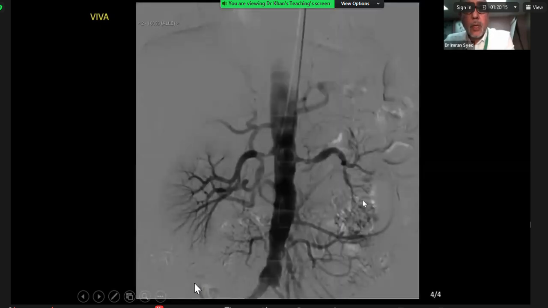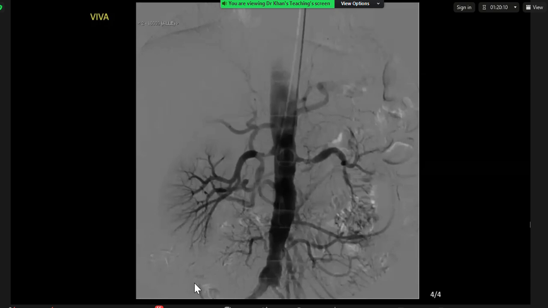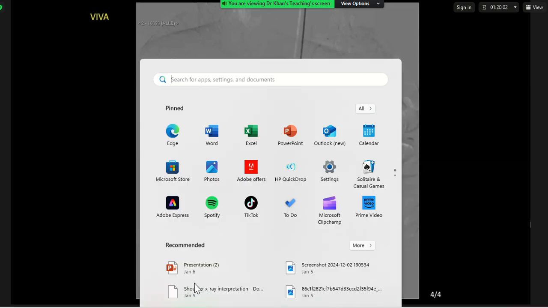What do you see here? So this is a digital subtraction angiogram through the upper limb. I can see tight stenosis of both renal arteries, but more severe on the left side.